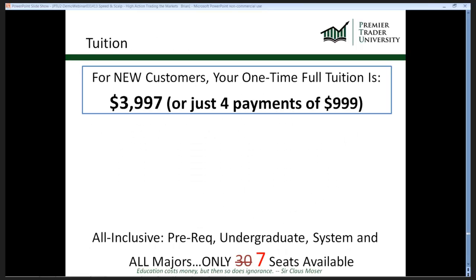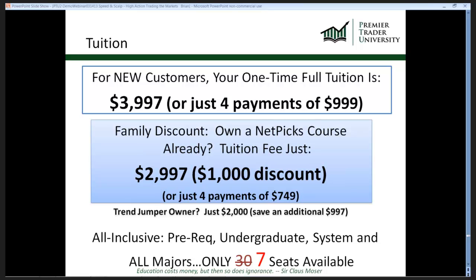So here it is, what you've been waiting for, the price. For a brand new customer, PTU is $39.97, or you can break that up into 4 payments of $9.99. The family discount, if you own a NetPicks course already, that would include courses like the SST, HVMM, UST, some of the courses from the past. We're going to give you credit for that, $1,000 discount. Or you can make 4 payments of $749.